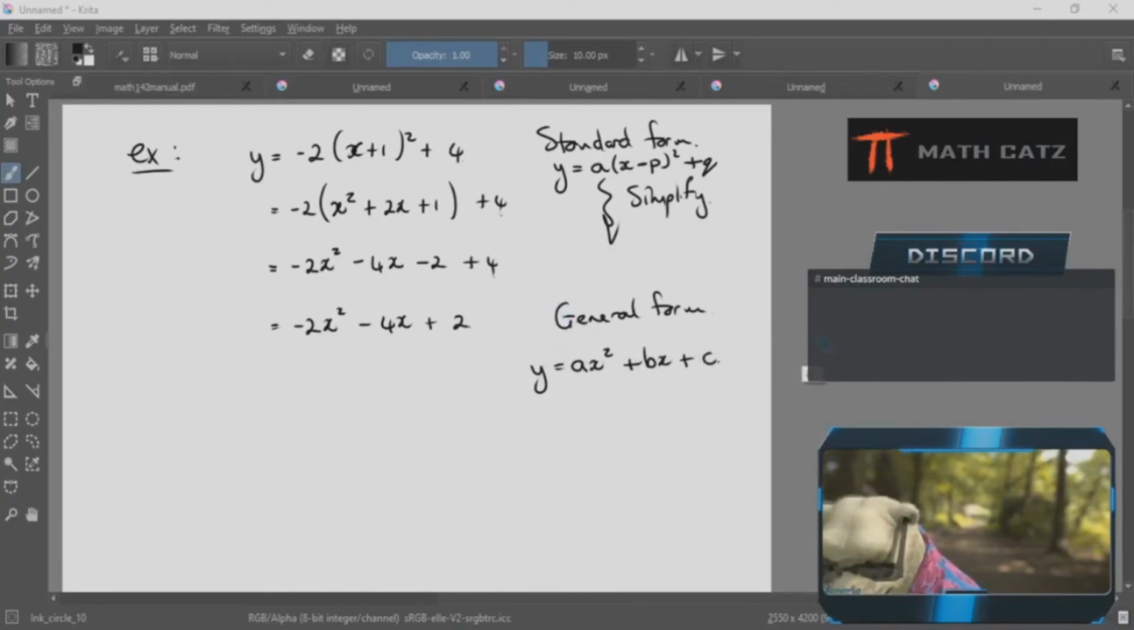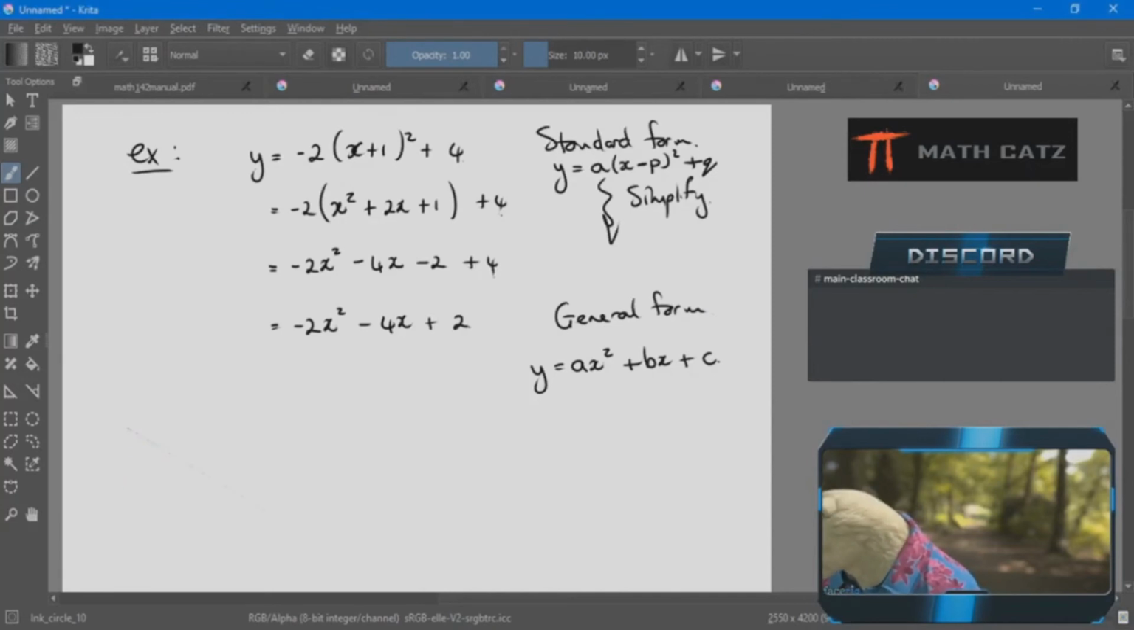So the issue is, let me just turn my page here to not miss what I wanted to say. The issue is, let me write it down. Issue: how do we go from the general form back to the standard form?